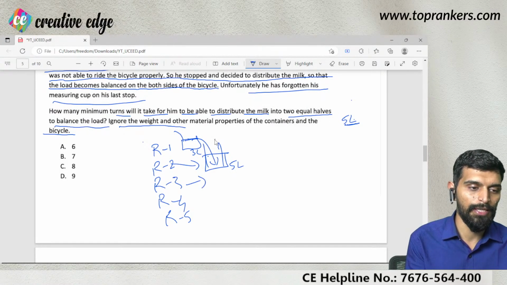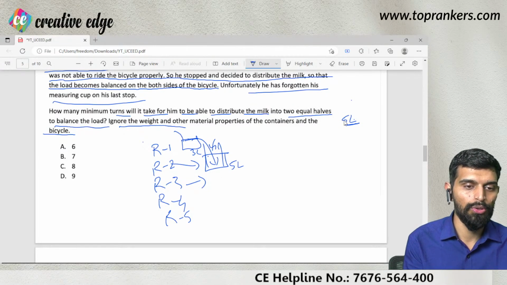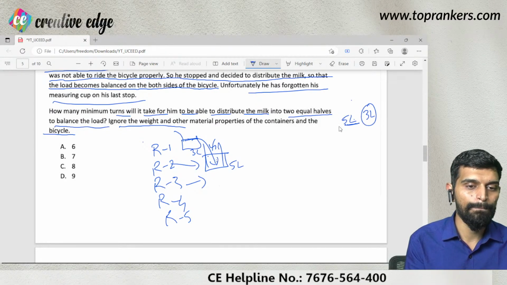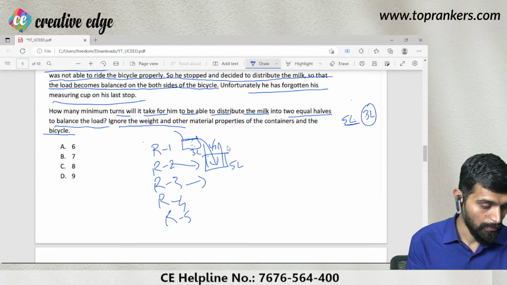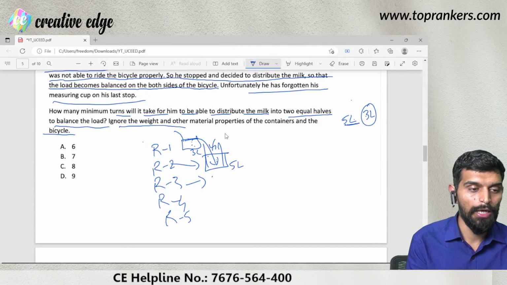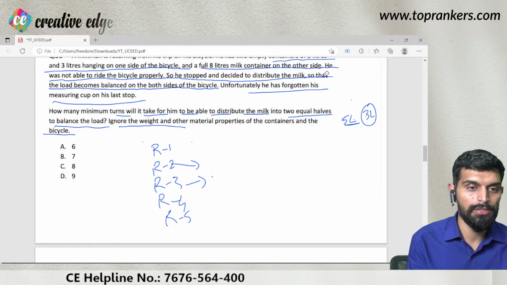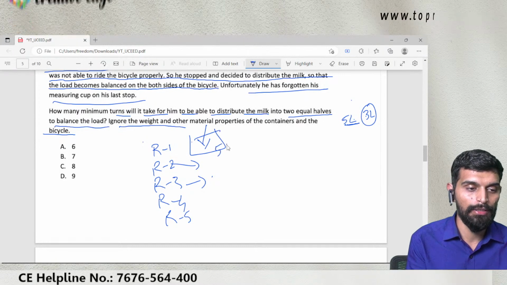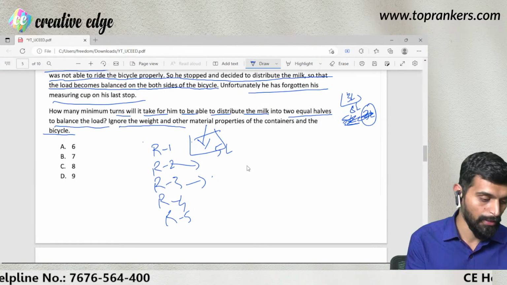Then in round 3, he'll be transferring this 2 more here. So I'll have 3 liters remaining in this one. And then I'll transfer that entire 3 liters over here. So in the third round, let me repeat the process. In round 1, I'll be transferring 5 liters into the 5-liter can. So I'll be left with 3 liters in the 8-liter container.